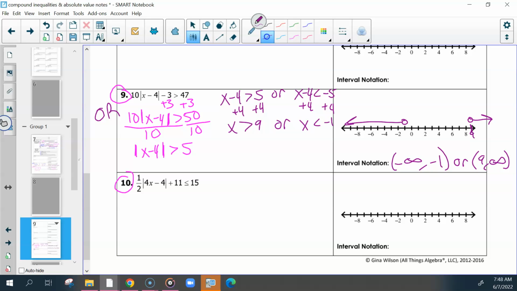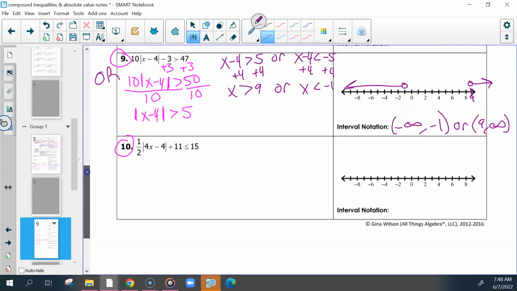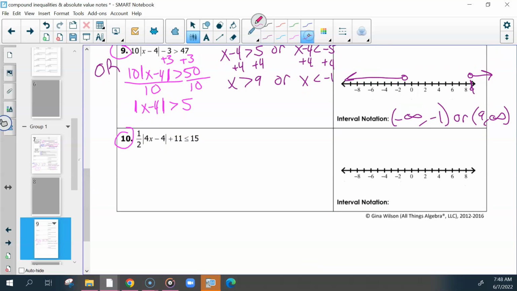Questions on that one? For number 10, we can get rid of the 11 first. This will give us 4. And then get rid of the 1/2 by multiplying by the reciprocal. So multiply by 2 on both sides.